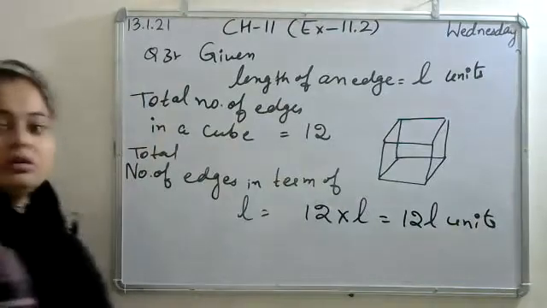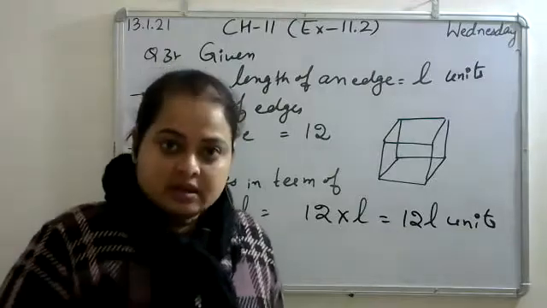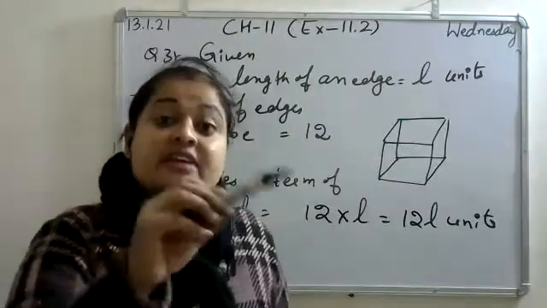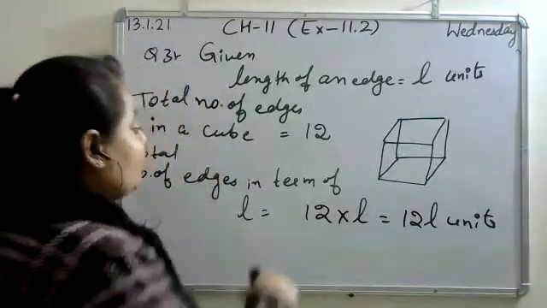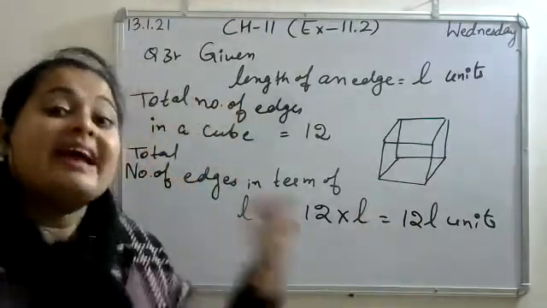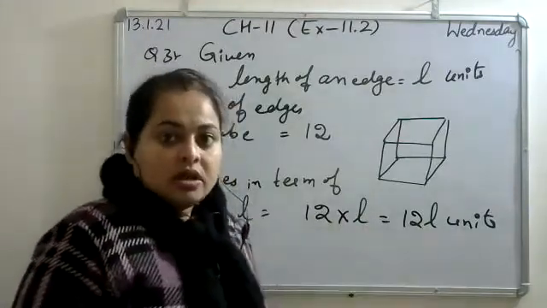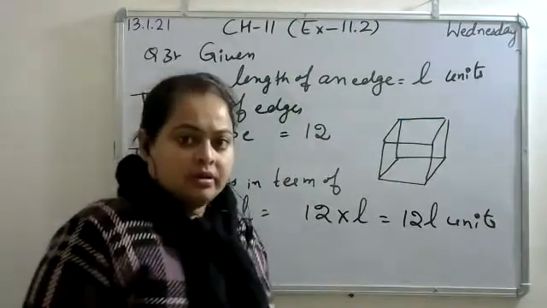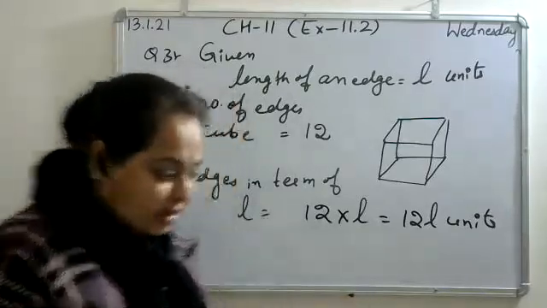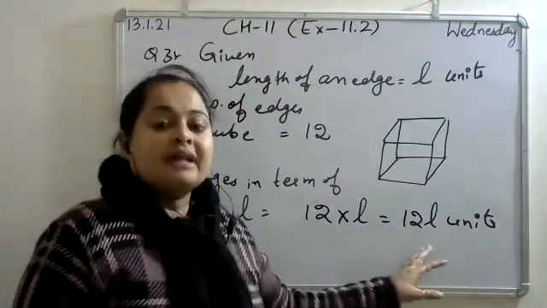In an equilateral triangle, it is 3L, 3 multiplied by side. In a regular hexagon, you have 6 multiplied by side, 6L. And here you have 12 multiplied by side. So 12 multiplied by the edge, or the side. So 12 multiplied by side is 12L units. In a cube or a cuboid, the total number of edges is 12. Now come to the fourth question. This is the general formula in algebra.